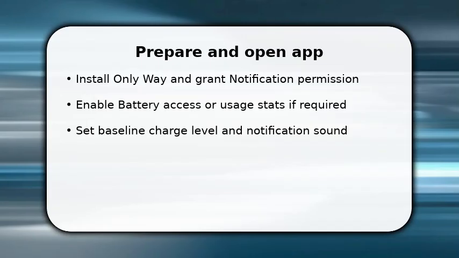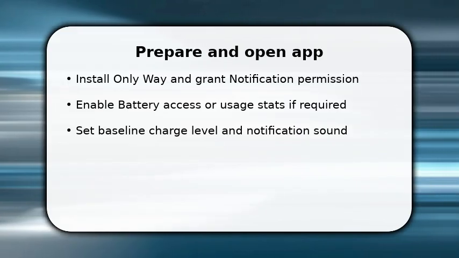You start by installing Only Way and granting the app notification permission so alerts reach you. Once done, enable battery access or usage stats in system settings. This lets the app read charge status reliably.